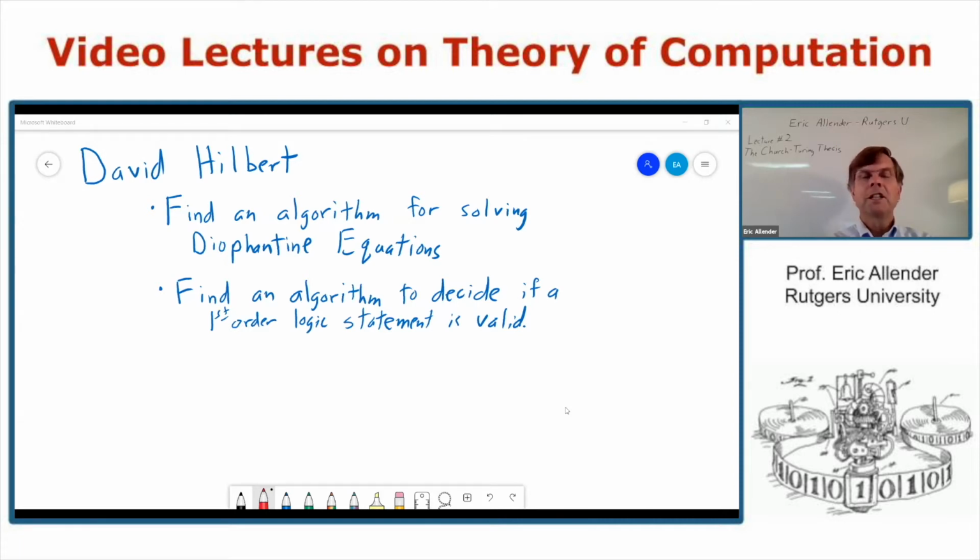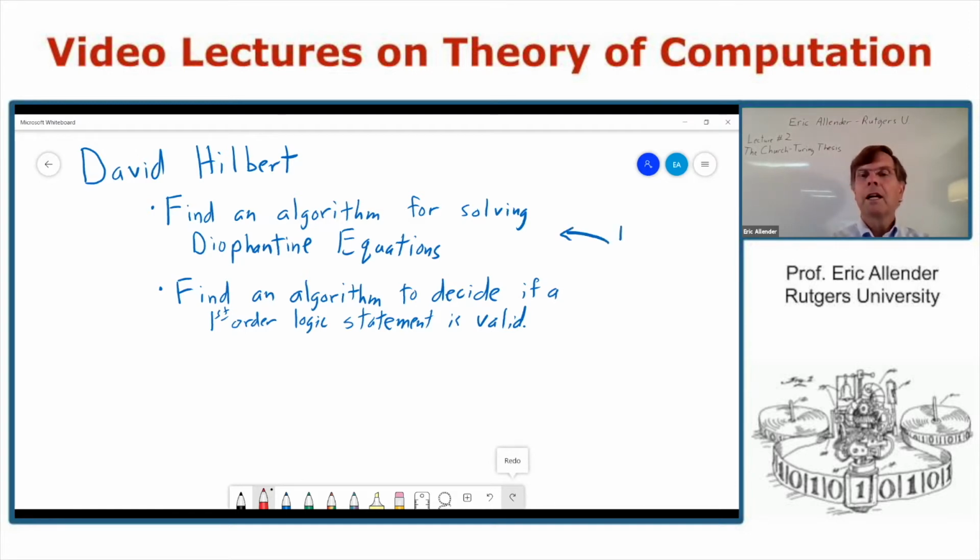If you don't know what a Diophantine equation is, be patient, I will let you know. And then a while later, he posed another question, very algorithmic in nature. Find an algorithm to decide, given as input a first order logic statement, if it's valid. And there are variants on this to figure out if a logic statement is true, let's say, for the natural numbers. So these are the questions that largely motivated the work of Church and Turing.